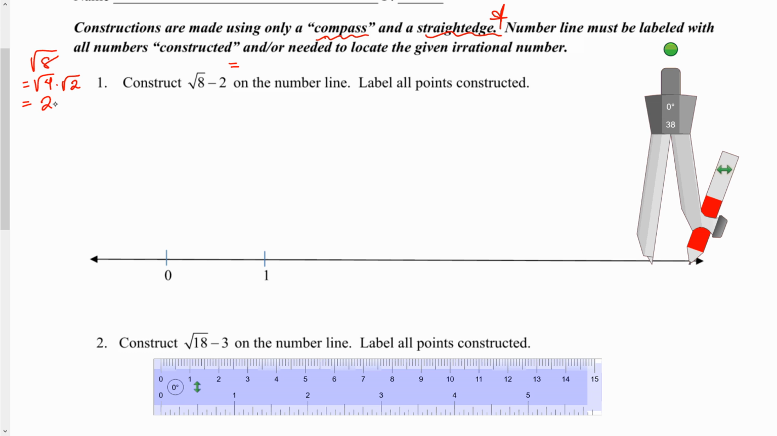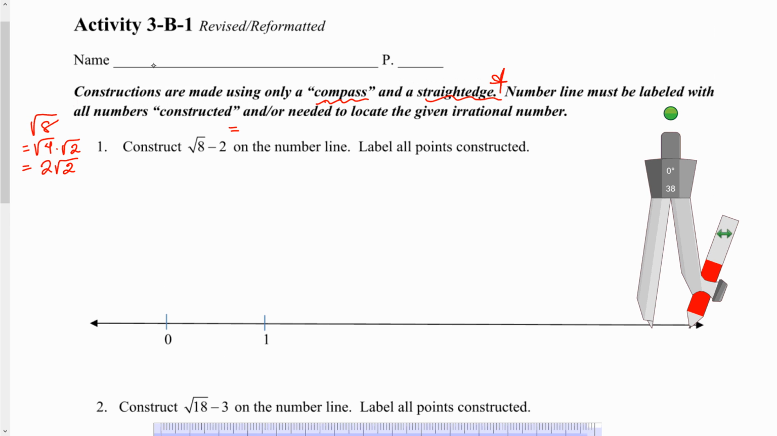2 times root 2, or called 2 root 2, 2 rad 2. You can call it any way you like, it's 2 root 2. And the reason why I need to do that is because we know how to construct root 2. So to construct anything bigger than root 2, like root 8 or root 18, you kind of want to simplify the numbers first. You always want to simplify the roots first. Yes, I'm writing all over my lesson. So simplify the roots first before you construct.